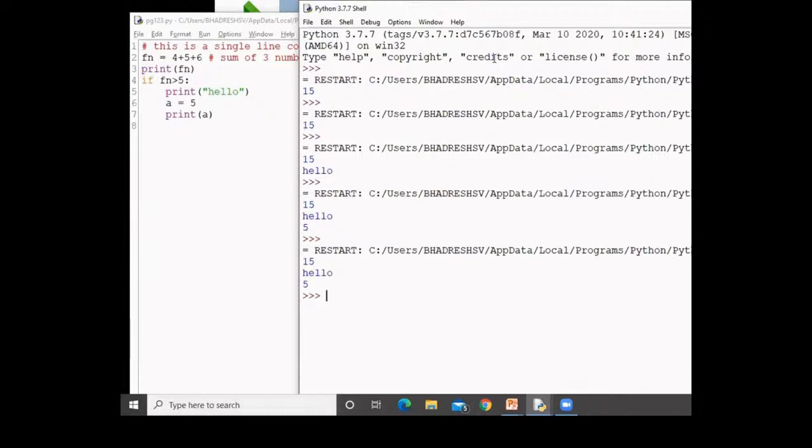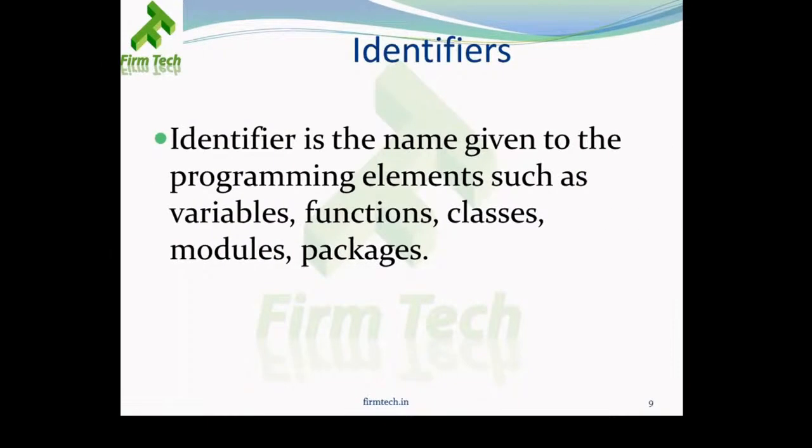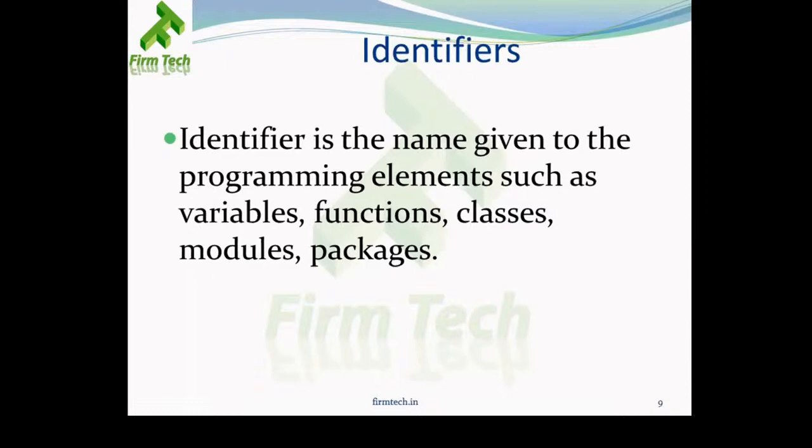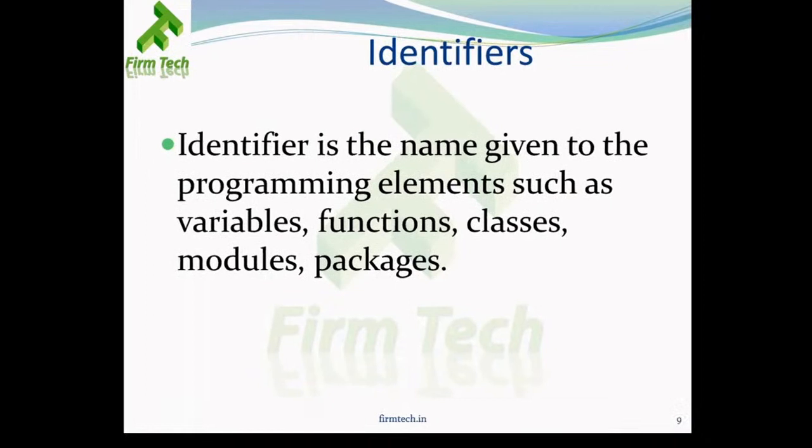Now we shall pass on to the next topic, identifiers. An identifier is the name given to programming elements such as variables, functions, classes, packages, and modules. And already I have said that we should not give keywords as identifier names. This is one thing we should remember. We should avoid naming identifiers with keywords.